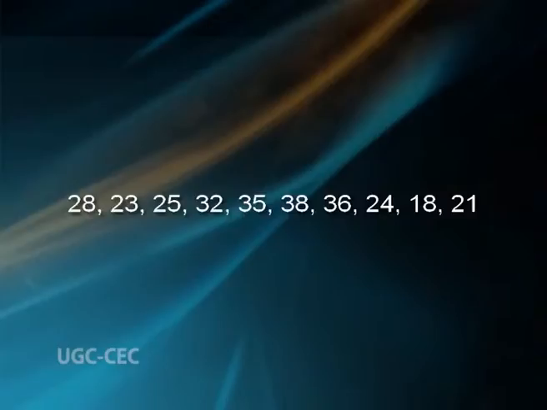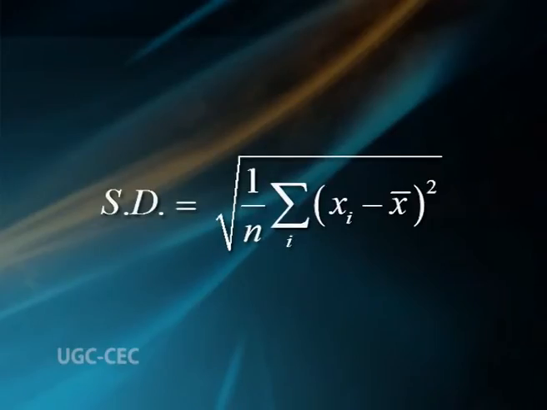Problem. Obtain the standard deviation of the following data: 28, 23, 25, 32, 35, 38, 36, 24, 18, 21. Solution. SD equal to square root of 1 by n summation over i (xi minus x bar) whole square. The following gives the calculation involved. Here n equal to 10.